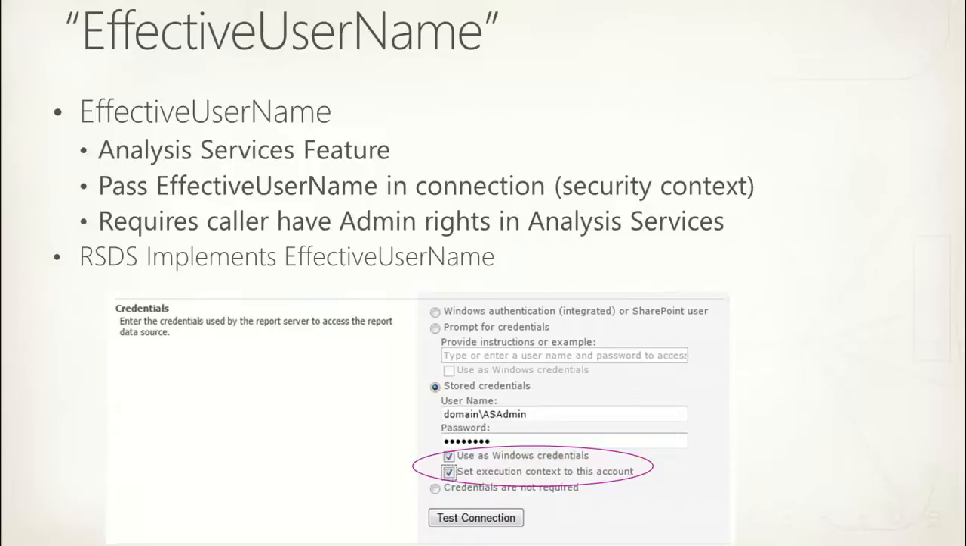Okay, effective username. So this is technically not a new feature of analysis services. We're just implementing better support for it in some of the tools in SharePoint. What this basically allows us to do is on the connection to analysis services, we can first try Kerberos or standard authentication protocols. If that doesn't work, I can actually pass on the connection string just the context, the identity I want to run the query as, using a parameter called effective username.